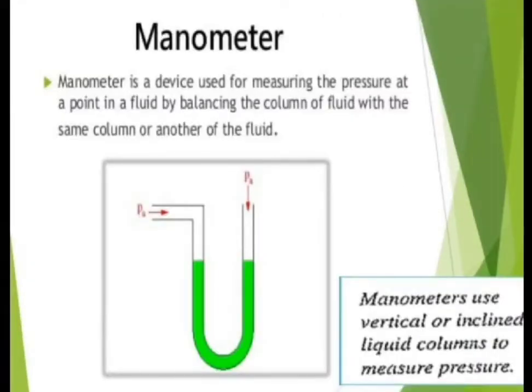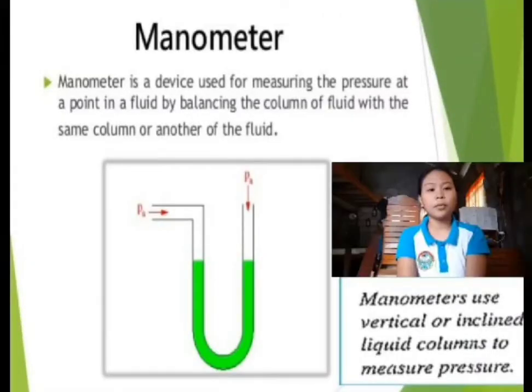Let us define manometer. Manometer is a device used for measuring the pressure at a point in a fluid by balancing the column of fluid with the same column or another of the fluid. So when we say manometer, it is the most simple and precise device used for the measurement of a pressure.